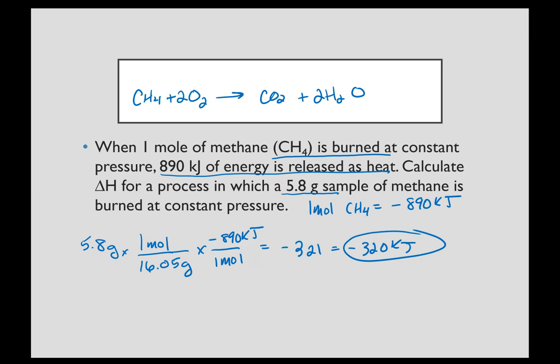Alternatively, instead of saying when 1 mole is burned, 890 kilojoules of energy is released, there's 2 other ways I can show this. I can either add 890 kilojoules as a product because it's being released, or I can actually just give you delta H equals negative 890 kilojoules. But those all mean the same thing. It means when this reaction occurs, 890 kilojoules of energy is released as heat.